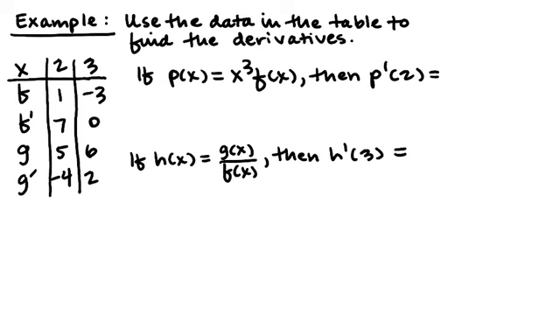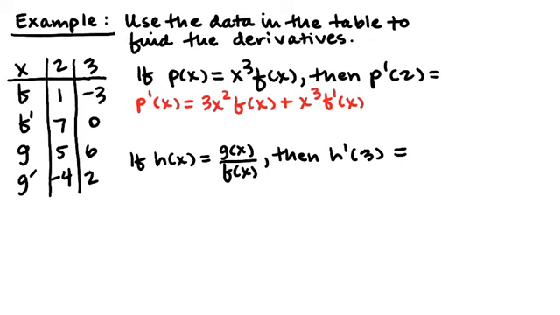If p of x is equal to x to the third multiplied by f of x, then p prime of 2 is equal to what? Well, we're going to need to first find p prime of x using the product rule. And that's going to be 3x squared, leave f of x the same, then leave x to the third the same, and take the derivative of f. Well, I don't know what f is, but I'll just write f prime of x. And luckily, I've got a little bit of information on f prime.